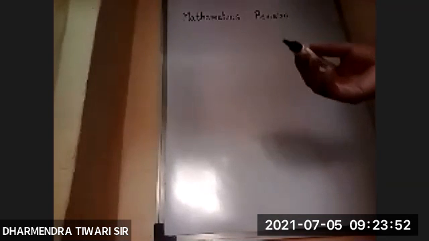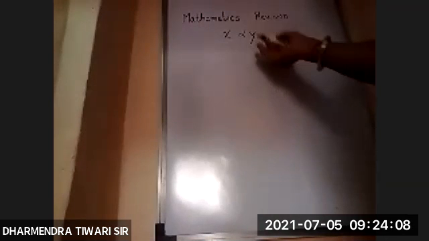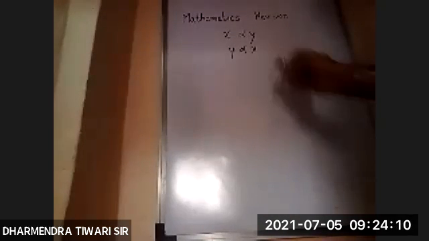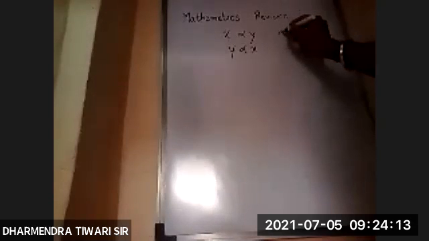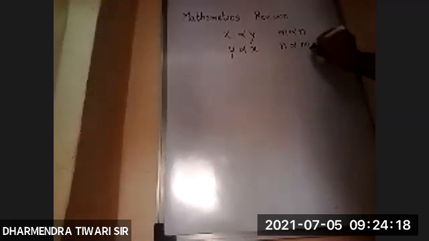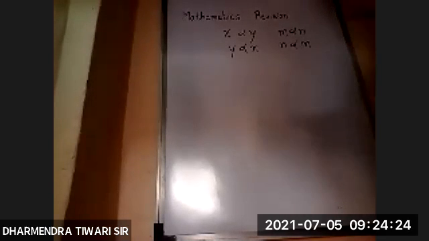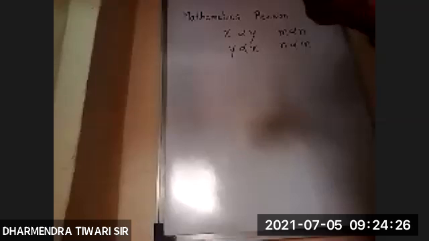Say n varies directly as m. x varies directly as y means y varies directly as x. Not an issue. m varies directly as n or n varies directly as m. It will not create any problem, because if x increases, y is also increasing. If x decreases, then y is also decreasing.